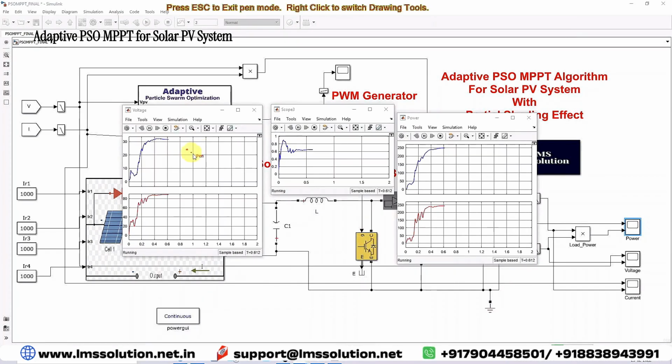This is the variation of PV voltage and the load voltage. This is the variation of duty cycle. This is the PV power and load power. Here you can see that after 0.2 seconds, the maximum power is extracted from the PV panel by means of the adaptive PSO MPPT for the uniform irradiation. Here, the four panels have the same irradiation. So now I'm going to change the irradiation level.